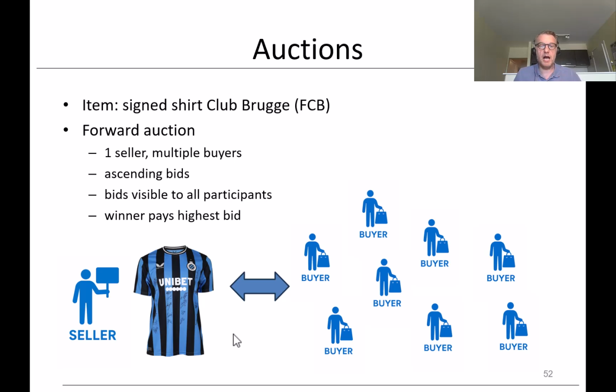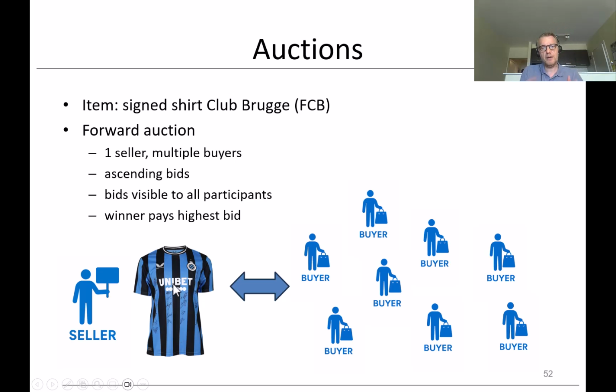Let's say I was born and raised in Brugge, which is a city in Belgium, and me and all of my kids are big fans of Club Brugge, which is the best team, obviously, in Belgium and beyond. And let's say I want to sell a signed shirt of Club Brugge. I have that. I have a signed shirt of Club Brugge. I'm not going to sell that, but this is a picture of my signed Club Brugge shirt that I have at home.